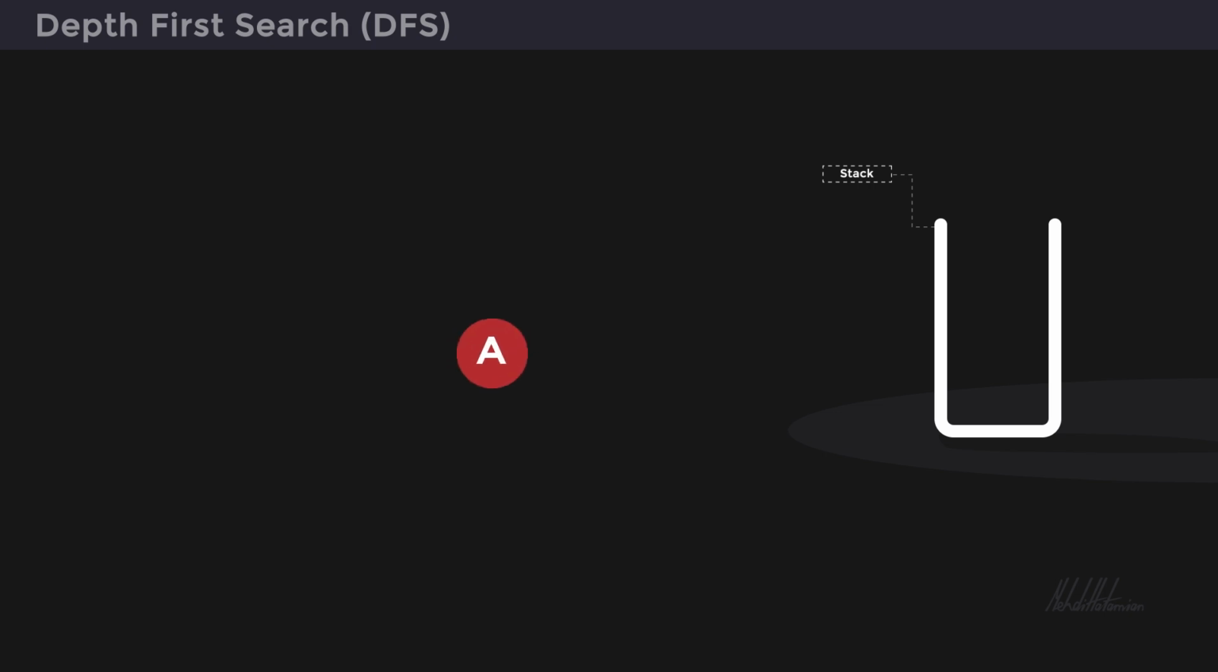Today we are going to discuss graph traversal, which refers to the process of visiting each vertex in a graph. There are two types of graph traversal: depth first search and breadth first search. We will start with depth first search.